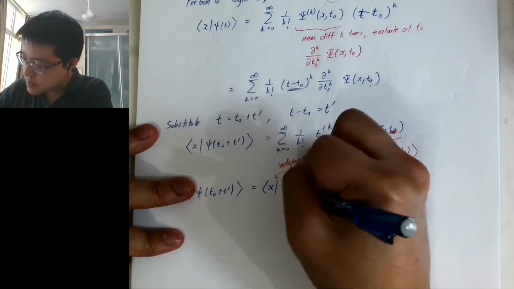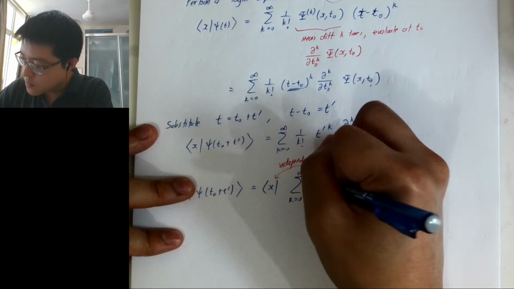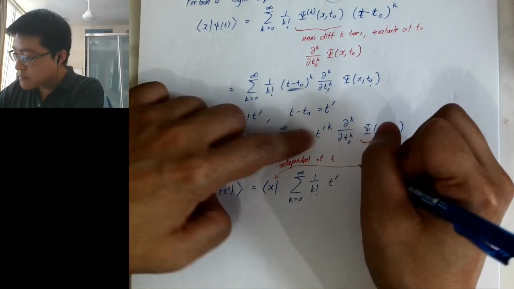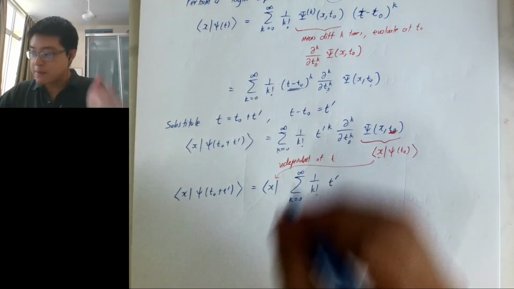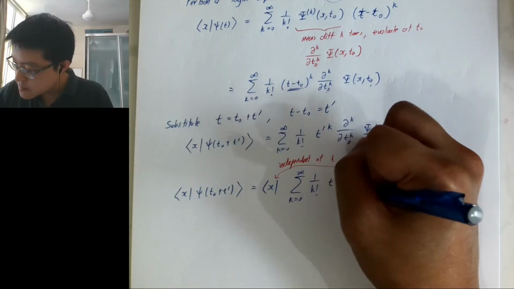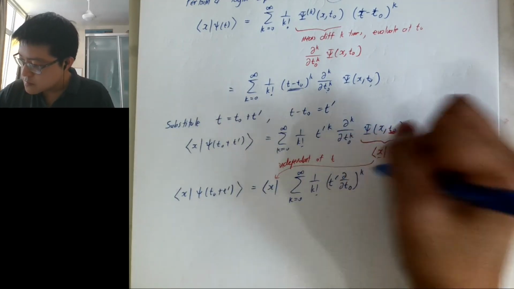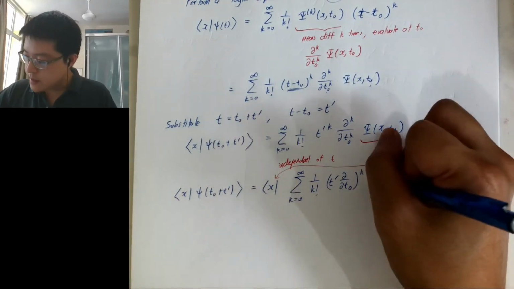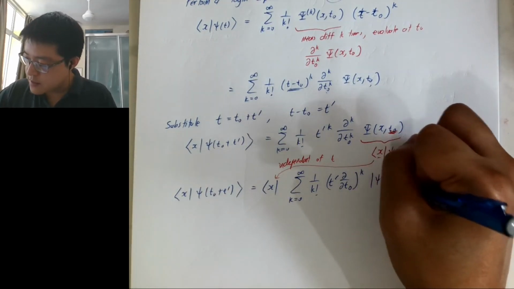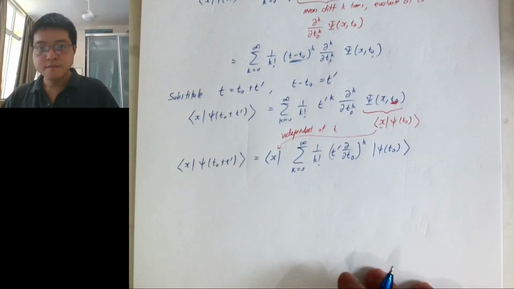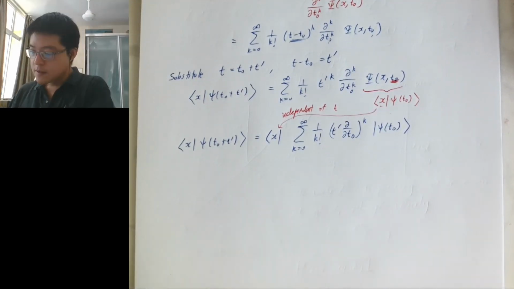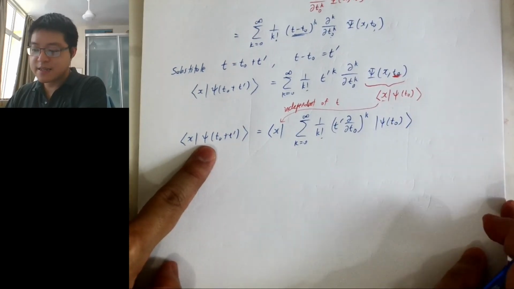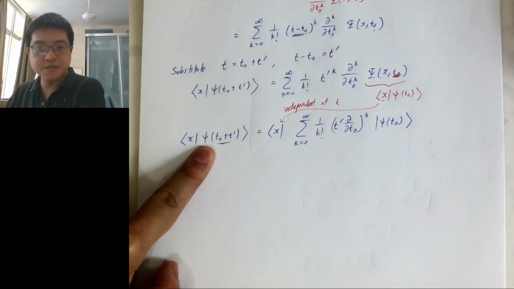So the rest is summation k from 0 to infinity, 1 over k factorial, t prime, all these are to the power k. So I'll just lump them together. Okay, I'll just lump them together. And then this is acting on t0. Okay, so now we can start to see that this is something like a time translation already.